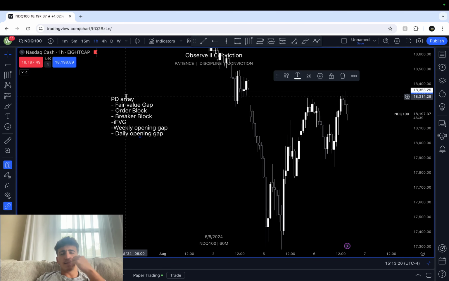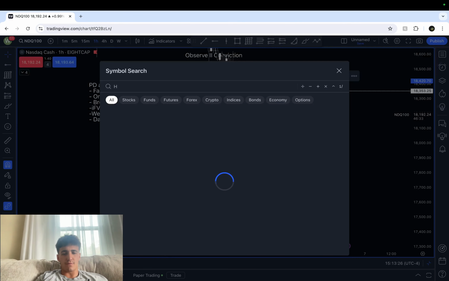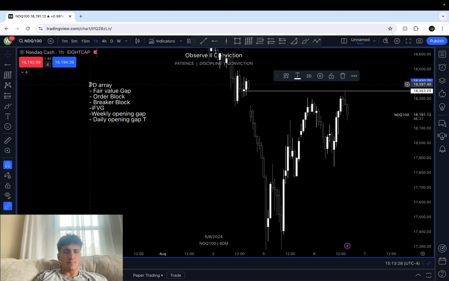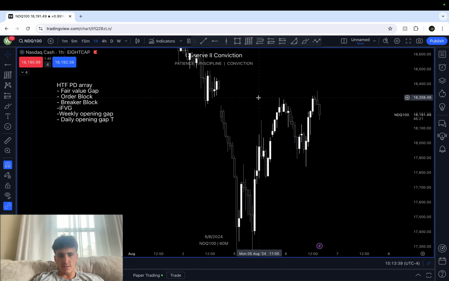Now, since price is fractal, it really just determines what you want your high time frame PD array to be. For example, if you're trading on the 1 minute, the higher time frame PD array could be a 15-minute level. If you're trading on the 1 hour, it'd be more of a 4-hour, more of a daily thing. For example, I'll show you a good one today.